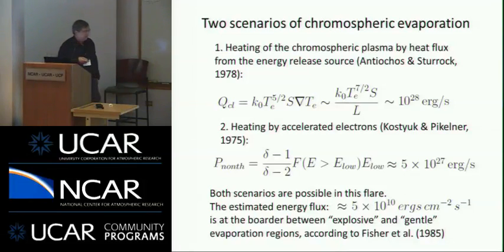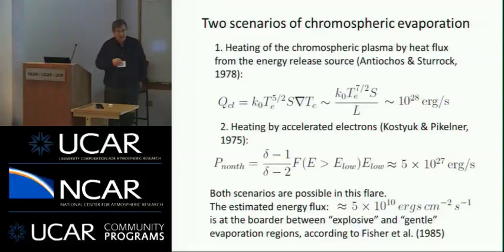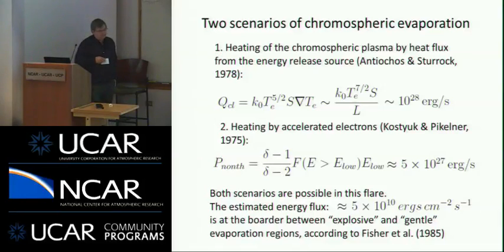And then the two scenarios come down to how the evaporation can be driven, what the energy sources are. First, since we observe subsonic velocities of about 50 kilometers per second in this hot line, perhaps we observe gentle evaporation, in the classification first suggested by Antiochos and Sturrock. They suggested that in this case heating can be not by electrons but by heat flux, and we estimated the heat flux, and it's 10 to the 28 ergs per second.